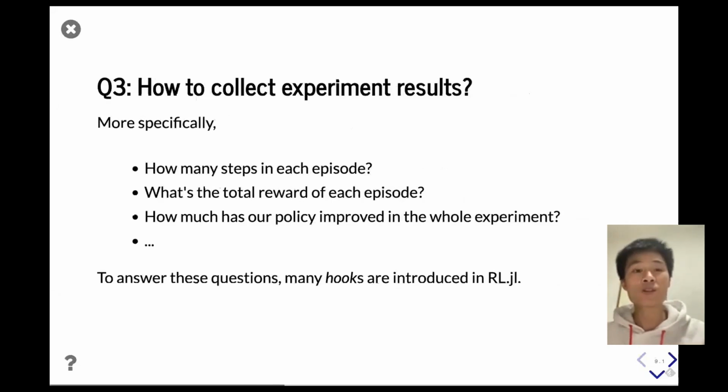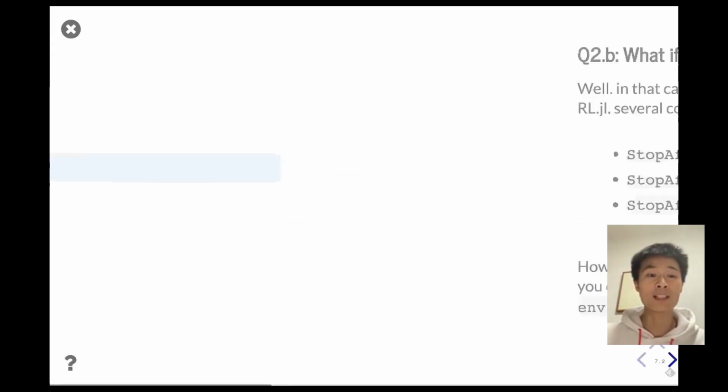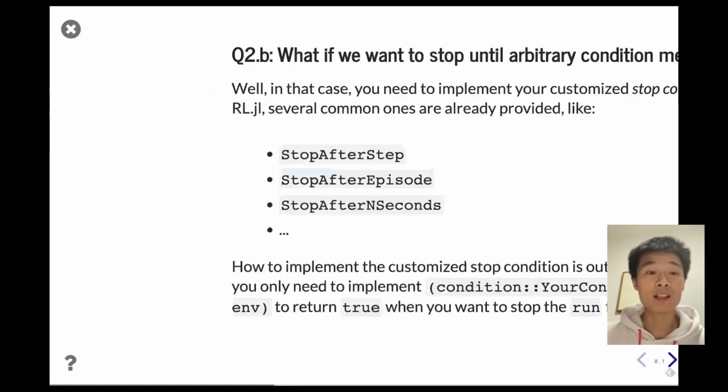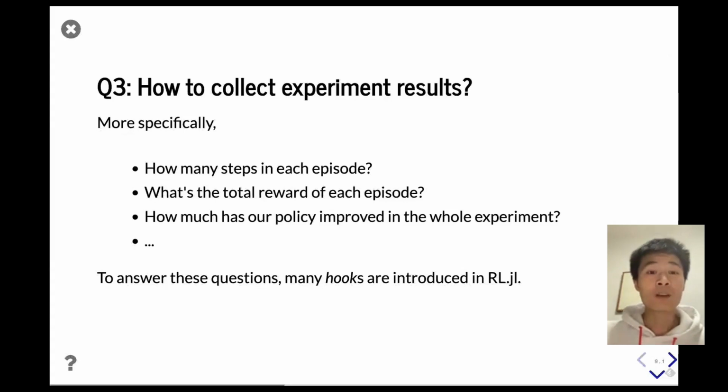And the third question is how to collect experiment results. Usually in an experiment, we would like to know a lot of extra information, like how many steps we have executed in each episode, or what the total reward of each episode is. Because in the previous example, our reward is very simple. You only get a reward at the end of the episode, either 1 or -1. But in other positions, you only get 0 reward.